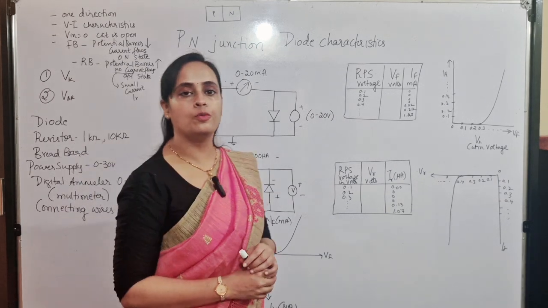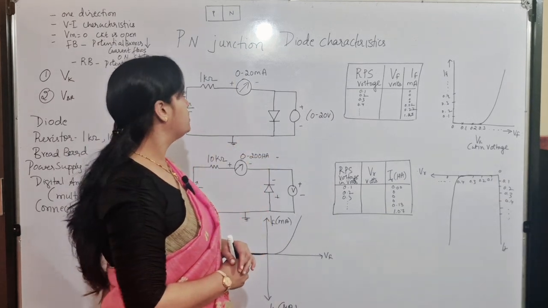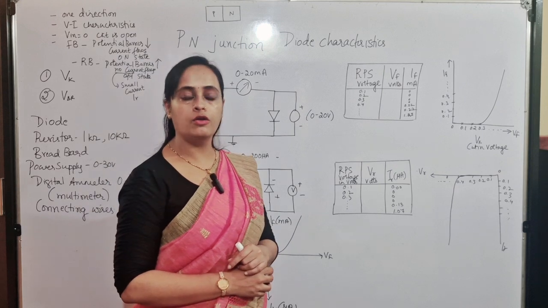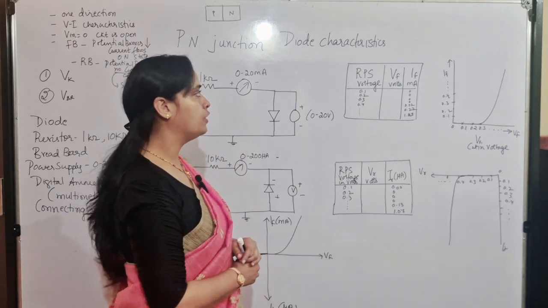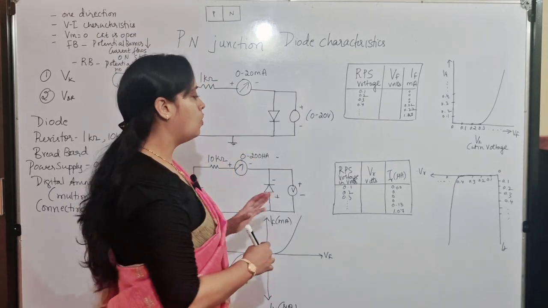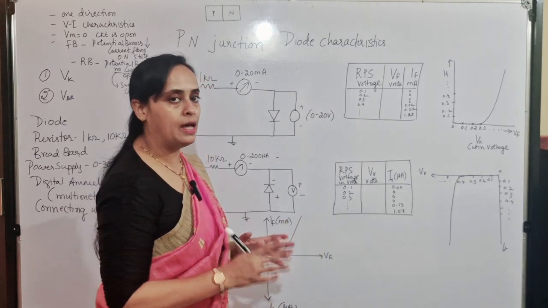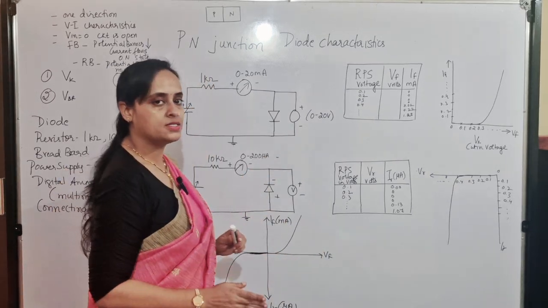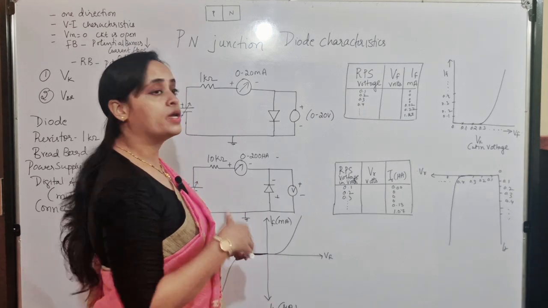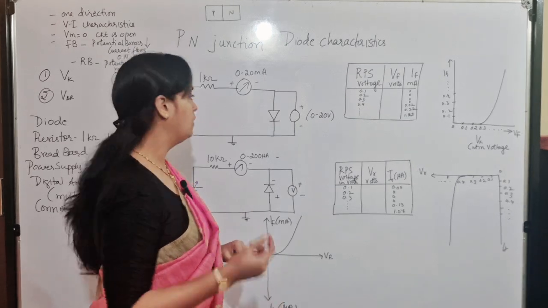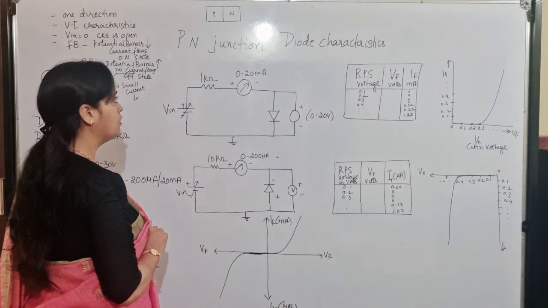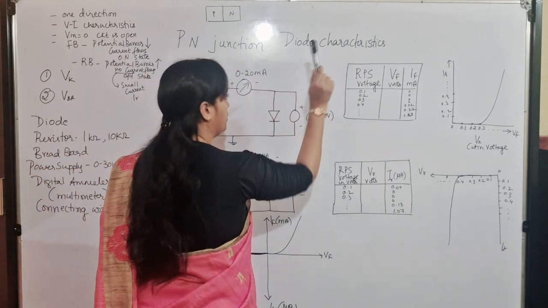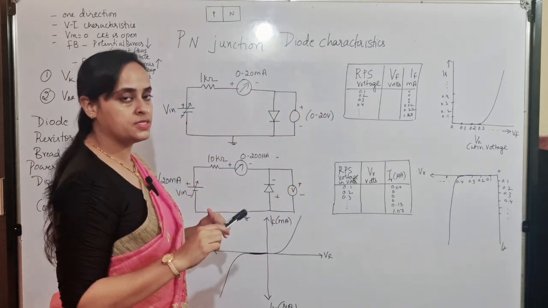The experiment will be to plot VI characteristics of PN junction, or to plot PN junction diode characteristics. So the best part when you're preparing for the lab experiment is to understand the logic of this circuit. If you understand the logic of the circuit, you can answer Viva questions as well. So first let us understand, to do PN junction diode characteristics, what are the components needed?